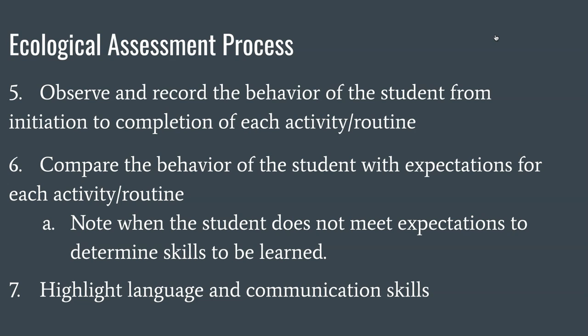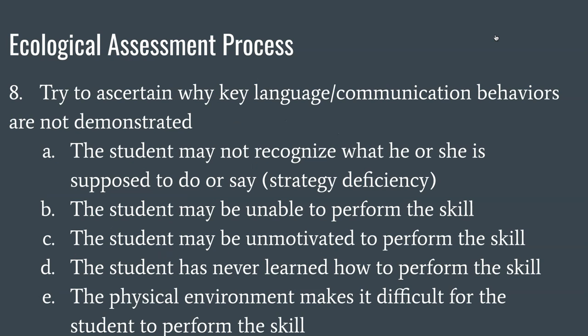Number 5, observe and record the behavior of the student from initiation to completion of each activity and routine. Number 6, compare the behavior of the student with expectations for each activity routine and note when the student does not meet expectations to determine skills to be learned. So again, what's the child not able to do that their peers are able to do? And what do they need to do, and how can we help them? Number 7, highlight language and communication skills. So obviously that's what we're looking at here.